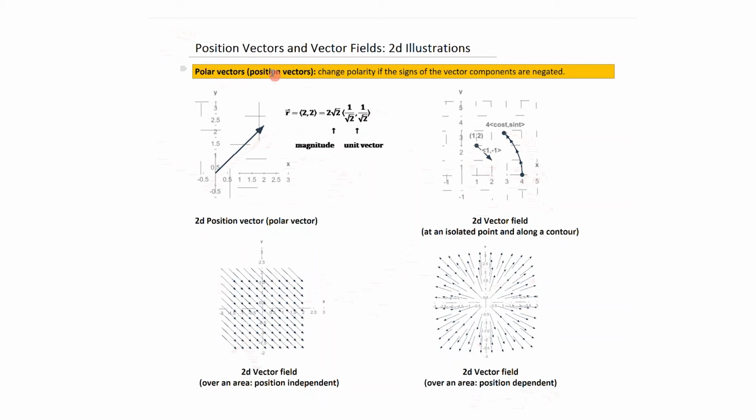How do we know if it's a polar vector? Or for that matter, a vector field. It changes polarity if the signs of the vector components are negated. So for example, if you look here, if I made this negative and I made this negative, this vector would basically flip direction, change polarity. So in this case, we're dealing with a vector field, which we call a vector which is a polar vector.